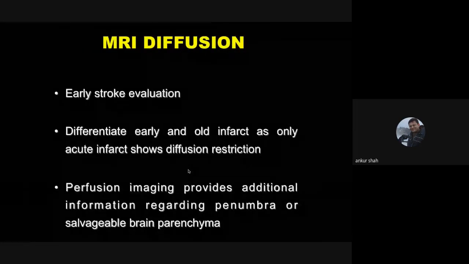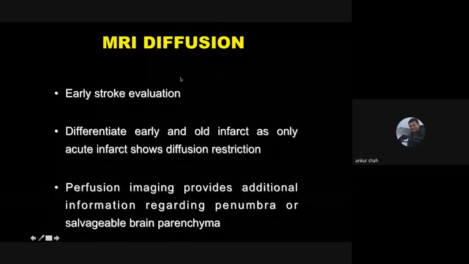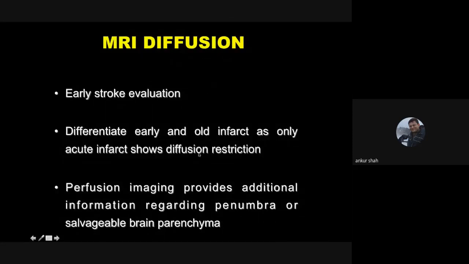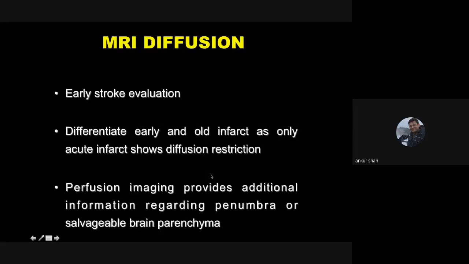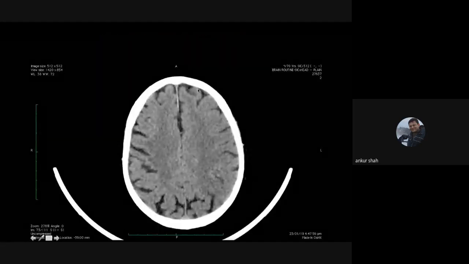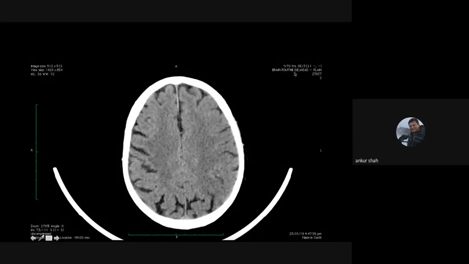In MR, there is a special tool known as diffusion weighted images, which detects infarcts very early, usually within a few minutes after the infarct has occurred. So if you see the CT scan, a 70-year-old male presented with right-sided weakness, and the CT scan was normal. It was not showing any infarct.